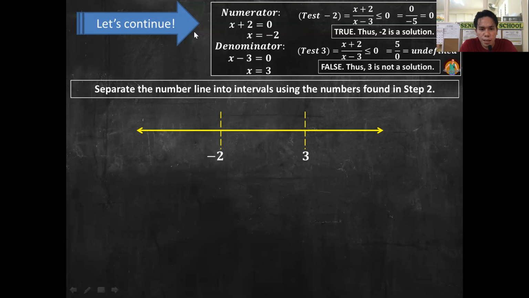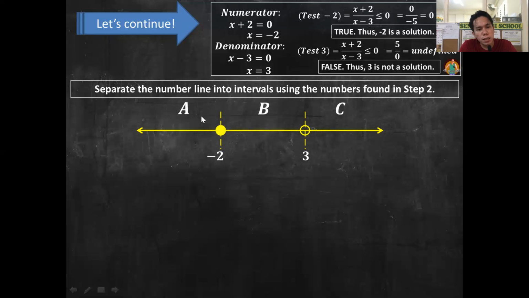So nag-test natin yung negative 2 and positive 3, nalaman natin na negative 2 is part of the solution, therefore shaded circle siya. Okay? While our number 3 is not part of the solution, therefore 3 is a hollow circle. Ibig sabihin 3 is not part of the solution. So kung titingnan natin yung ating number line, it is divided into 3 intervals or 3 groups. Okay? We have group A, Group B, and C. So lahat yan iti-test natin.